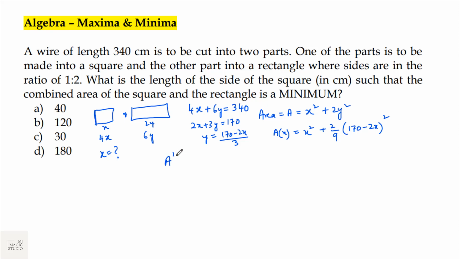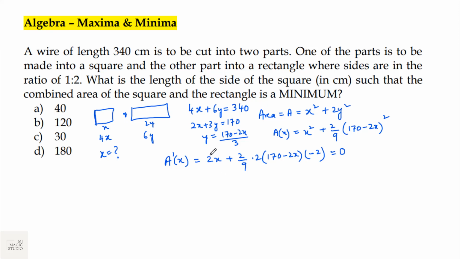Just find the first derivative of this function. x squared will give us 2x plus 2 by 9 into 2 into this particular function, 2 into (170 minus 2x), and derivative of 170 minus 2x is minus 2. Now if we are using calculus, first order differentiation should be equal to 0 for maxima or minima. So if I put this equal to 0, I'll get the value of x. That's it. That is what we need to do.